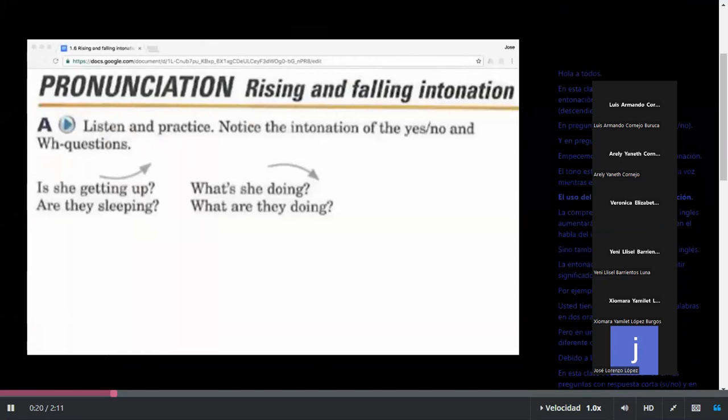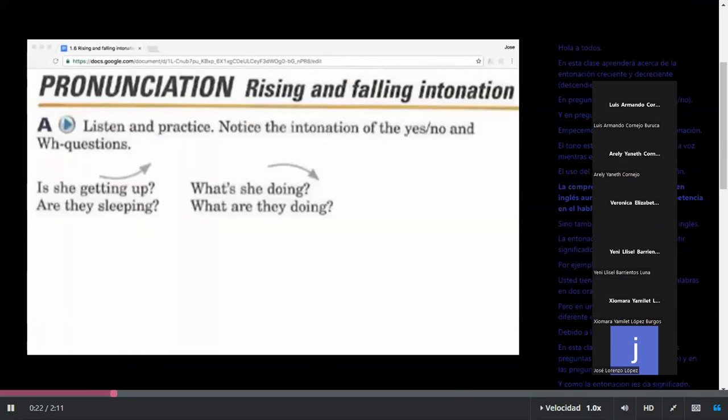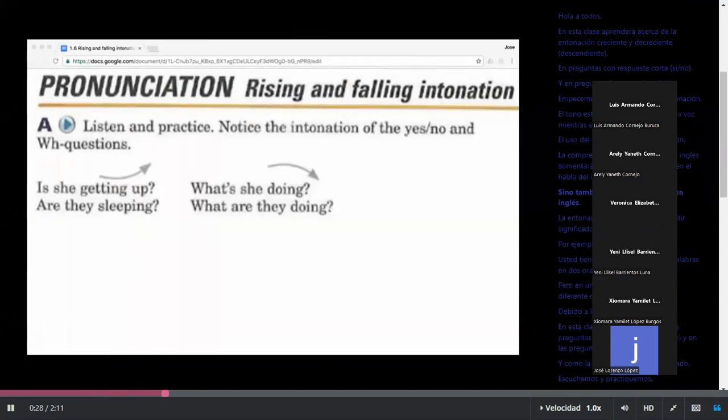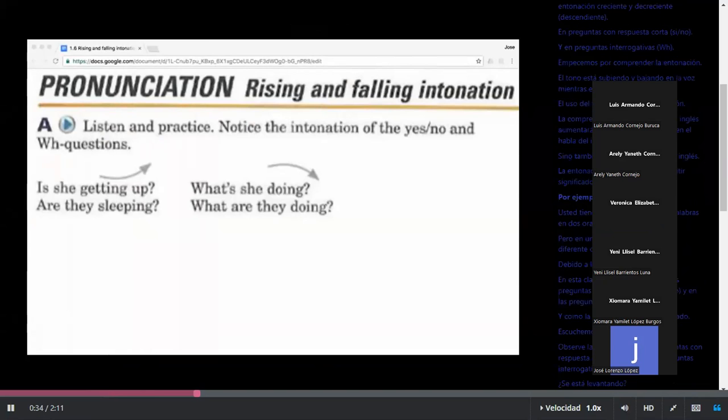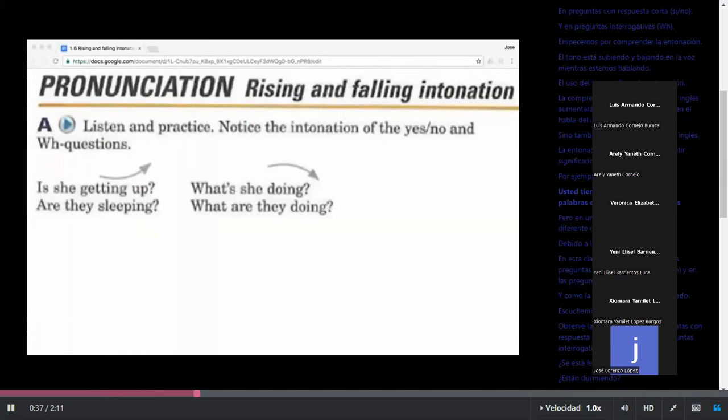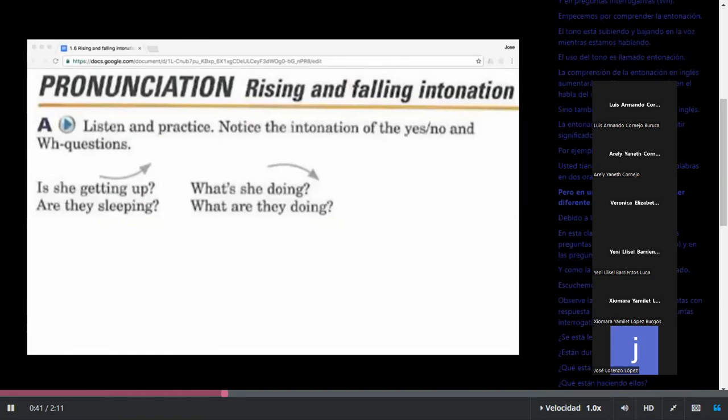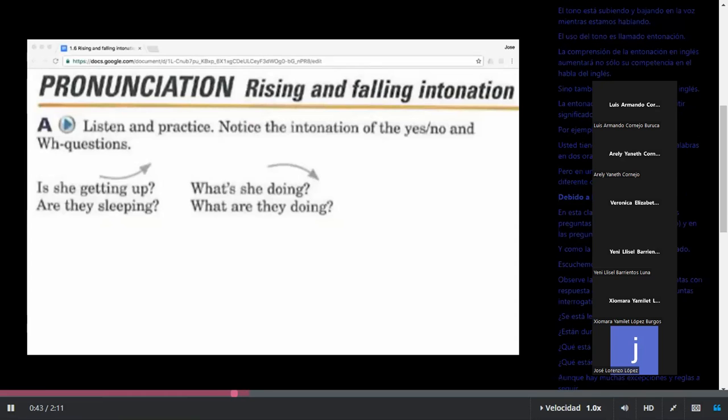The use of pitch is called intonation. Understanding English intonation will increase not only your spoken English competency, but your English comprehension as well. Intonation is used to convey meaning. For example, you have the same set of words in two separate sentences, but in one the meaning may be different than in the other due to intonation.